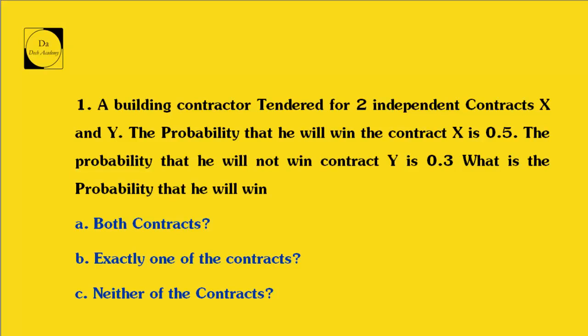The questions are the following. What is the probability that he will win A, both contracts, B, exactly one of the contracts, and C, neither of the contracts? So we're going to visit each of these questions. They're really easy, and there are at least two ways to do it. You can use tree diagrams, you can use just intuitive probability thinking, and you can use Venn diagrams. So here we go.